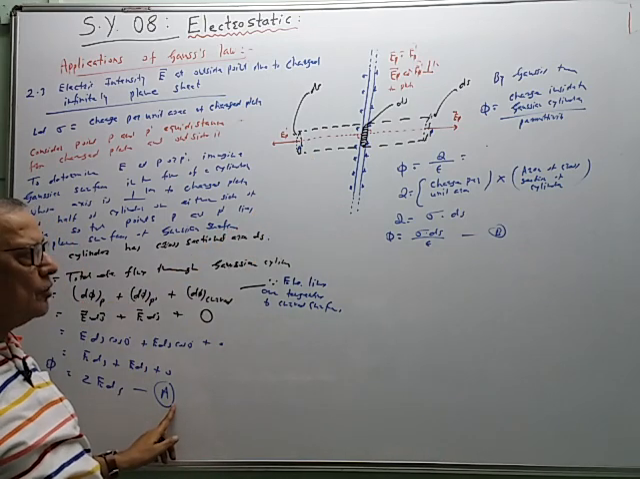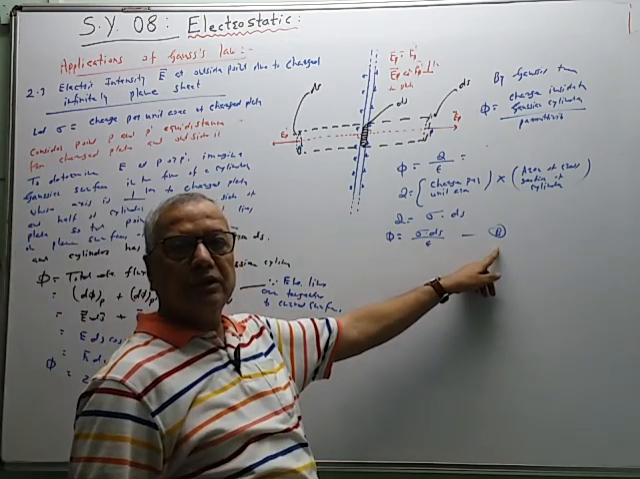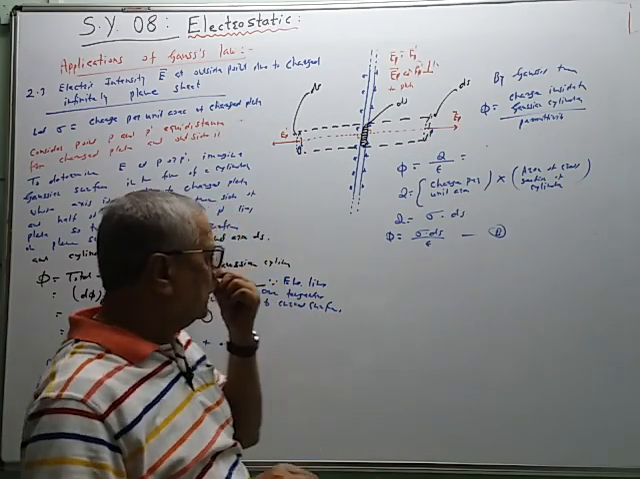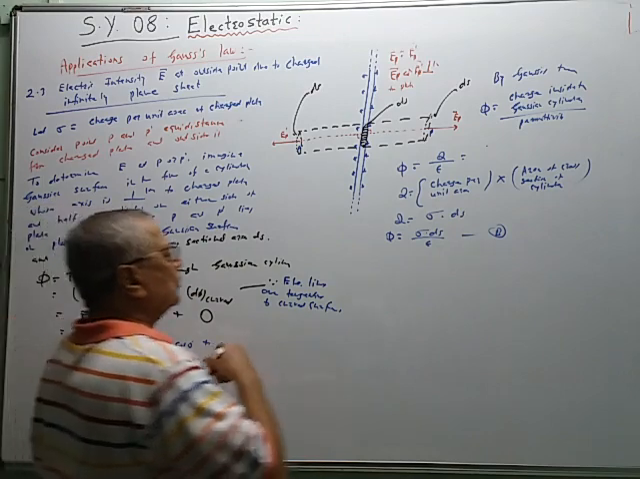Equation A without using Gauss theorem, equation B with using Gauss theorem, and now we only have to equate them. So equating A and B.